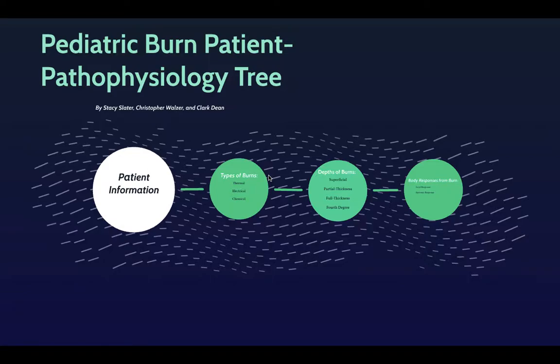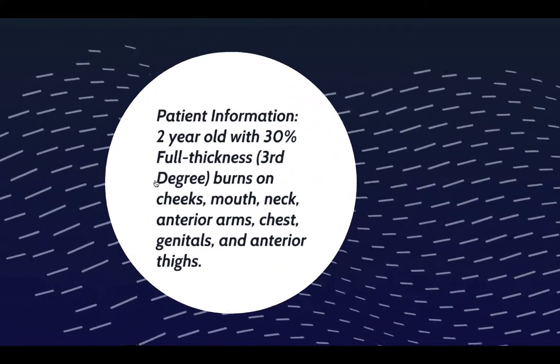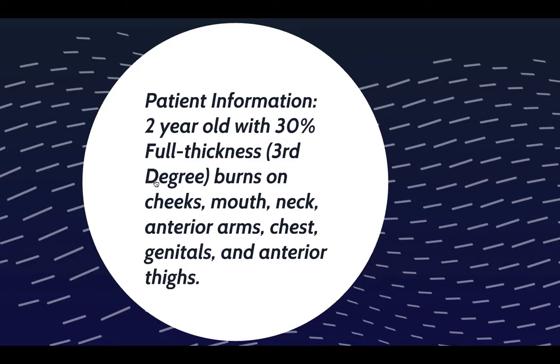Welcome to our pathophysiology tree of the pediatric burn patient we're going to be discussing today. First, we're going to talk about the patient information. So the patient we have is a 2-year-old pediatric patient with 30% full thickness, 3rd-degree burns on the cheeks, mouth, neck, anterior arms, chest, genitals, and anterior thighs.